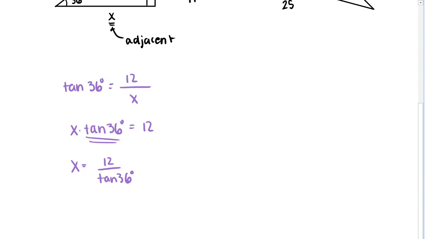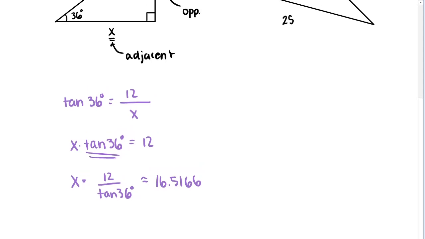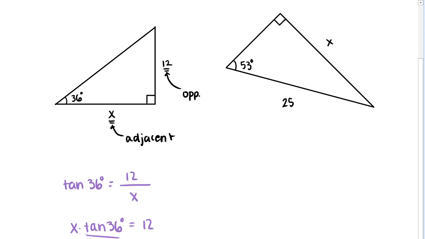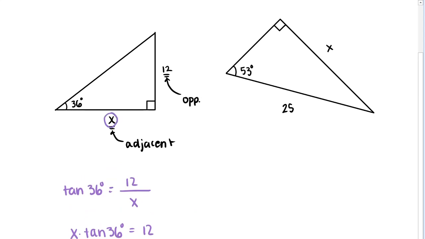And we can run this through a calculator. This comes out to be roughly 16.5166. You can plug 36 degrees into your calculator for tangent and divide 12 by that number, and this will give you roughly 16.5166. And that's this side measurement here.